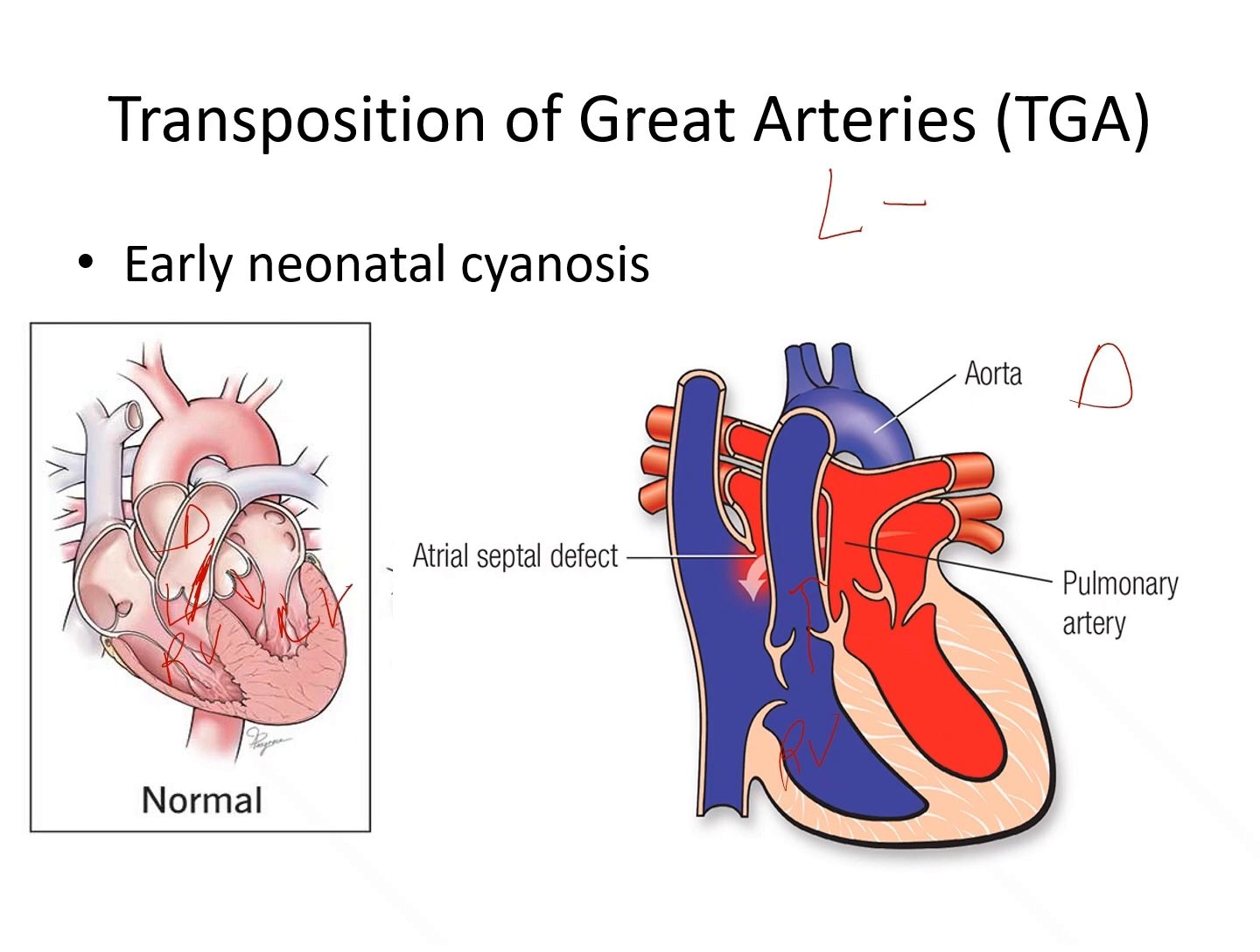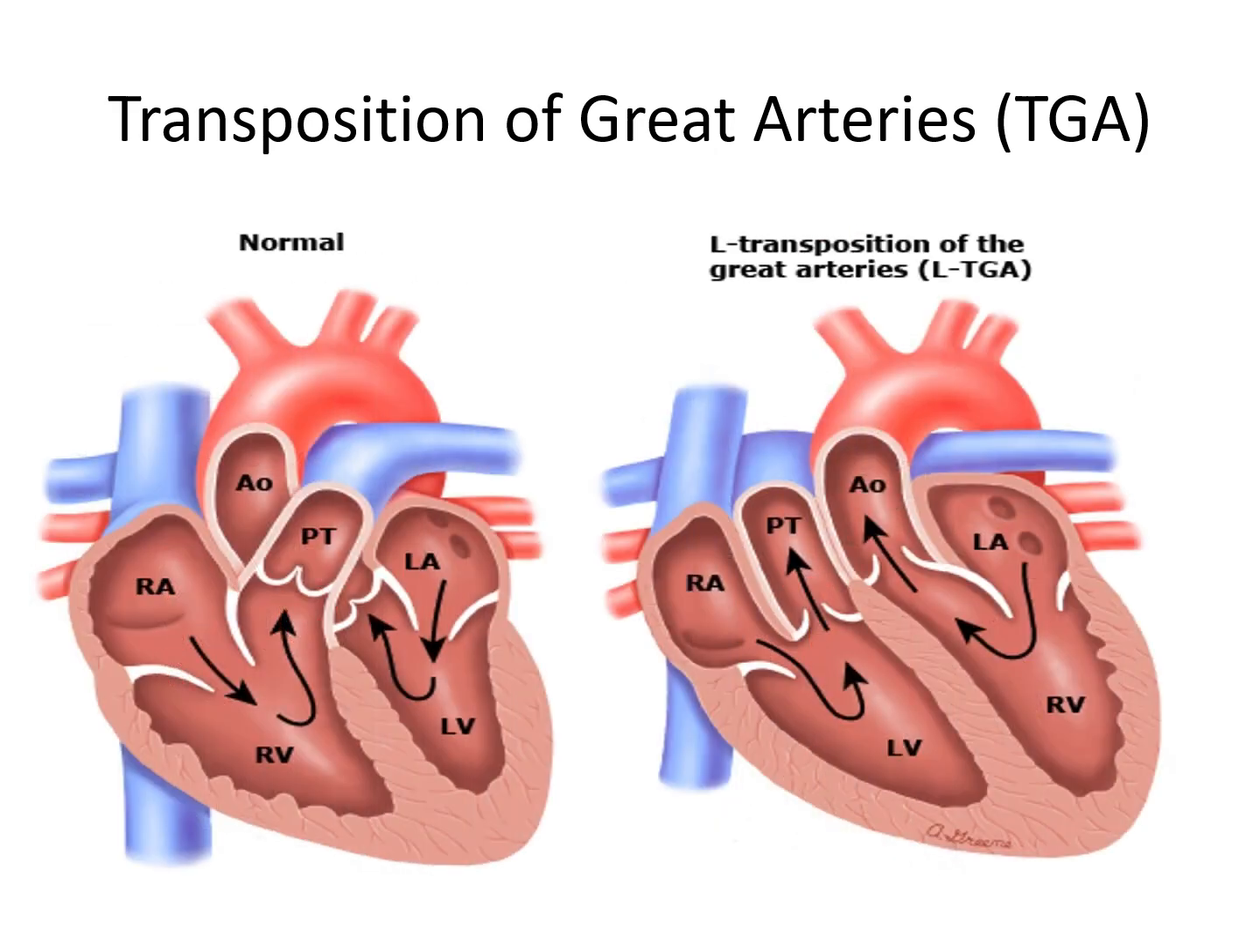What happens in L loop transposition of great arteries? Here we can see two images, one is the normal heart and another one is the L transposition of the great arteries. So this is the congenitally corrected. So what happens in this?